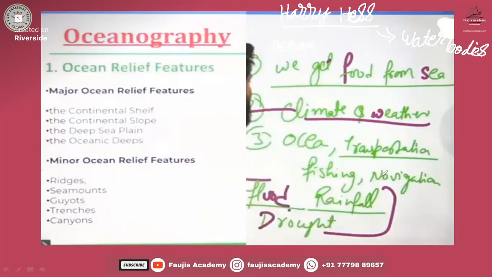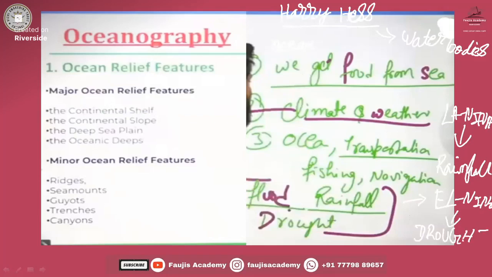Then because of oceans we have flood, rainfall and drought. How can you understand that? In India, during La Nina years we have a heavy amount of rainfall, so in that case you might have floods also. Whereas in El Nino years, the monsoon season will be dry, so we do not get rainfall, and because of that we have drought. In this way, oceans affect the climate also.